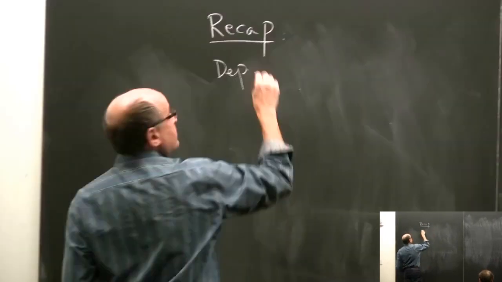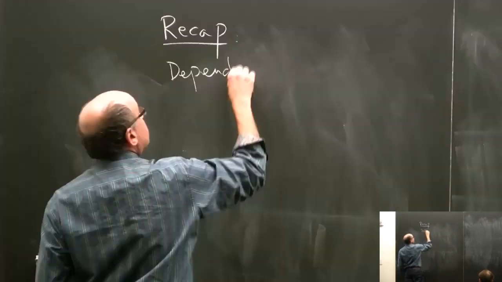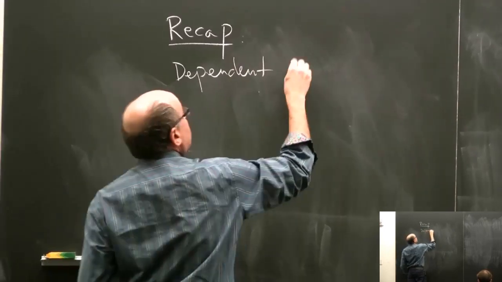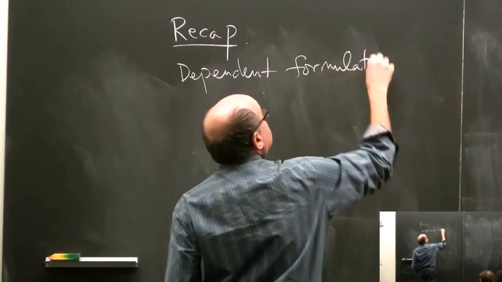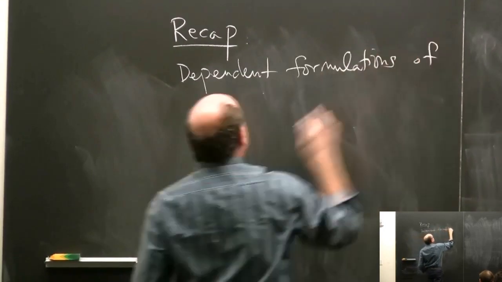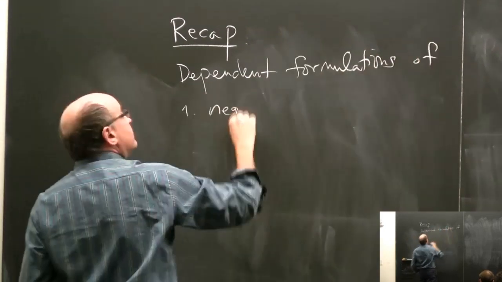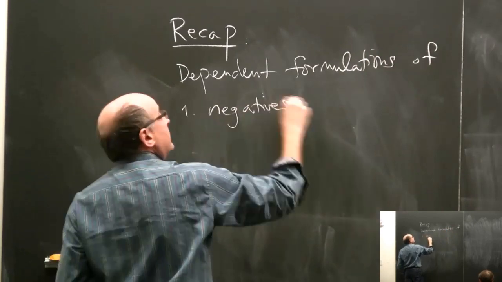Okay, so where we got to last time, I'll just remind us a little bit. The recap from where we got last time is we were looking at the dependent formulations, and this is probably what prompted some of those questions. The one case we did was the negatives.